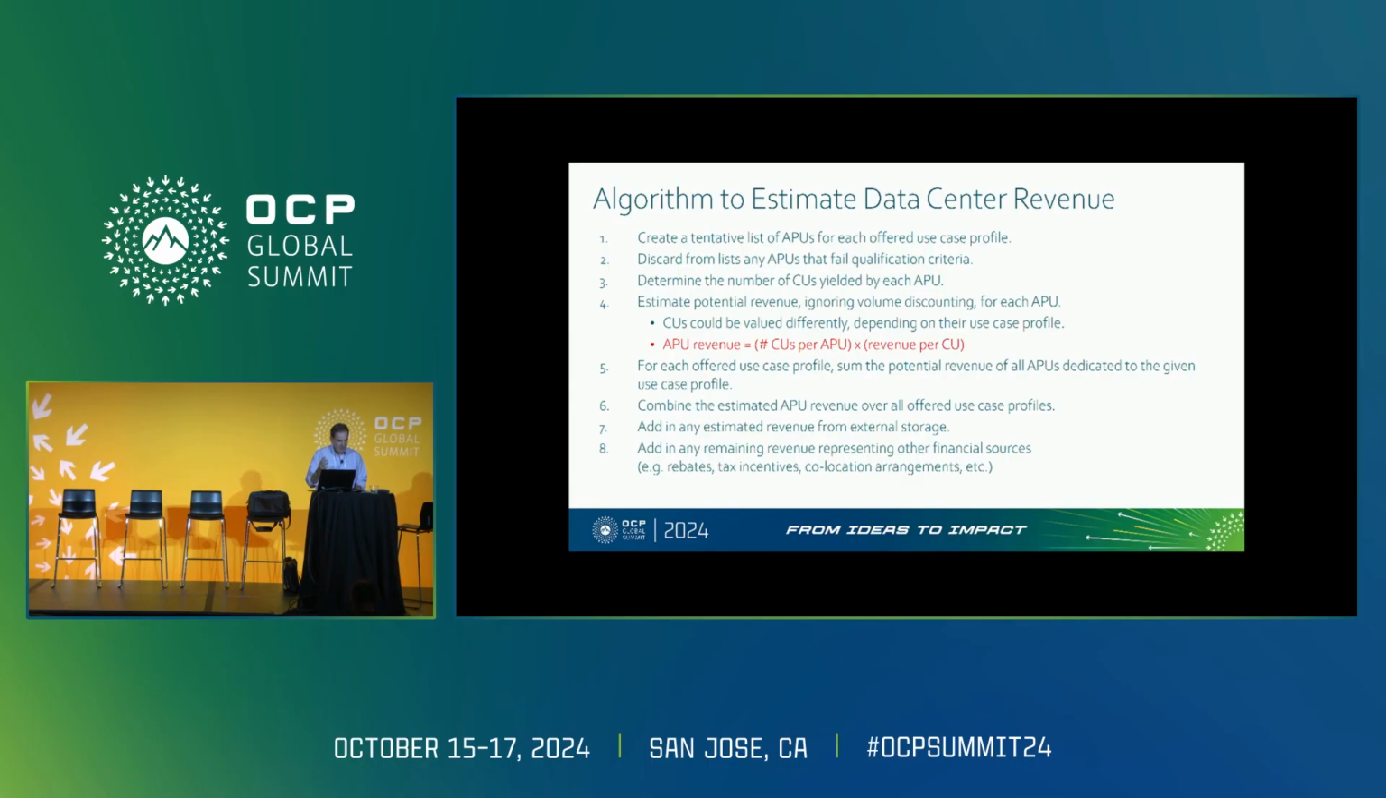Now it's time to add things up. Number five, for each offered use case profile, sum the potential revenue of all the APUs dedicated to a given use case profile. Number six, we combine the estimated APU revenue over all the offered use case profiles. Number seven, remember that external storage? We might be able to charge extra for it. Add in any estimated revenue from that. And then finally, there may be remaining revenue for financial purposes that we consider to add in here, like, for instance, equipment rebates, tax incentives, co-location arrangements, things like that.